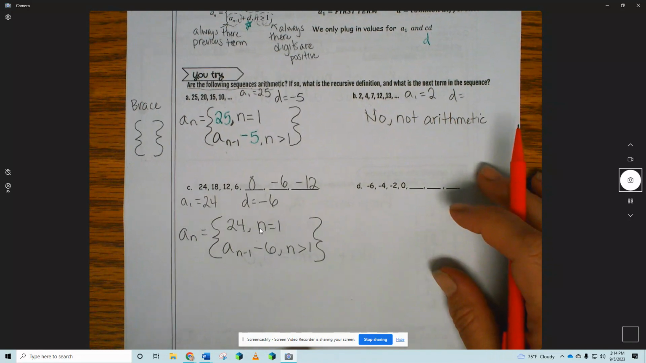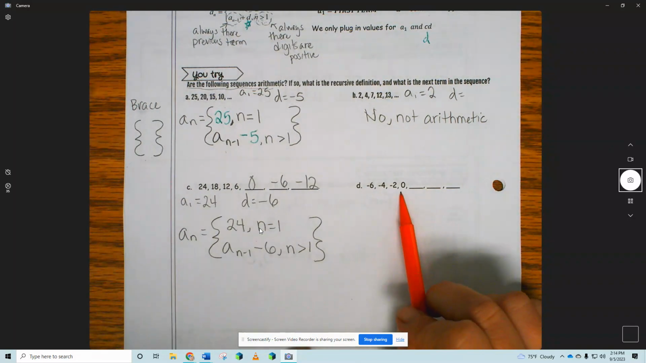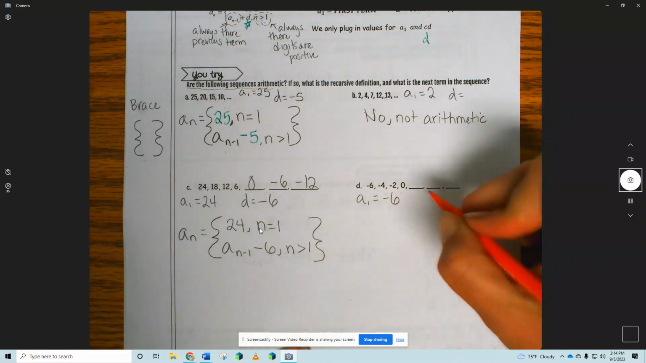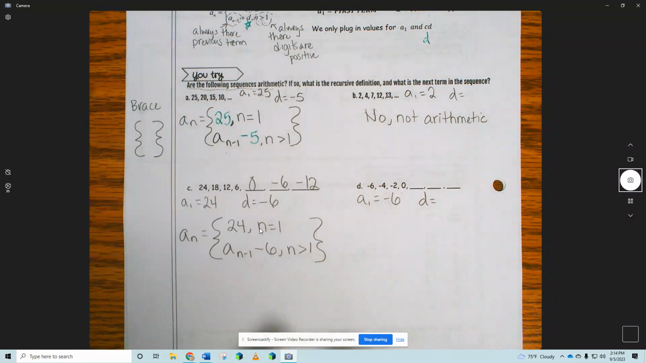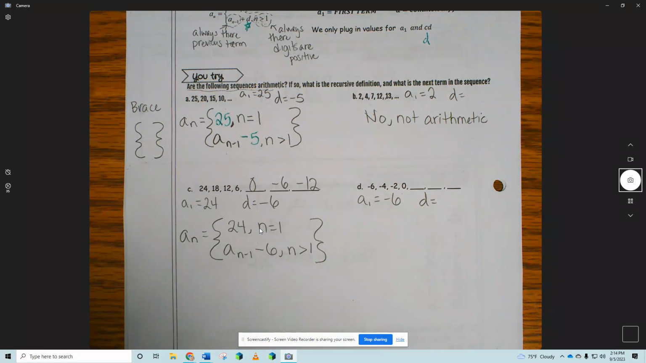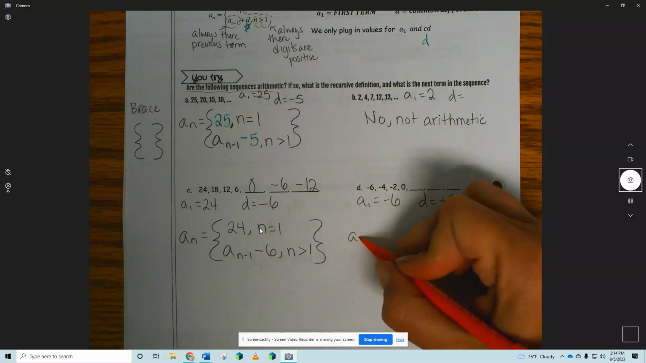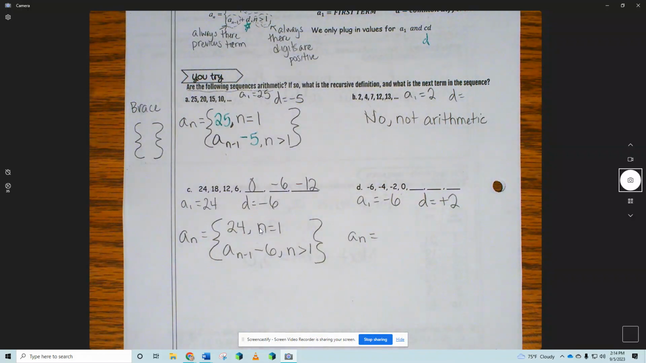Last one. Remember, I changed it, guys. A sub 1 is -6. Common difference. What's the common difference? Going down by 2? No, going up by 2. Oh, plus 2. Okay. All right, write the formula yourself. Recursive formula.